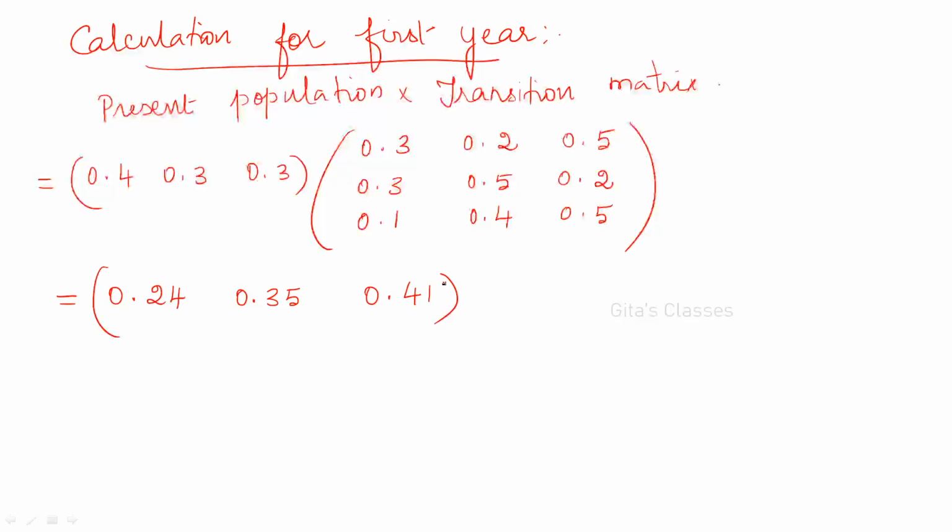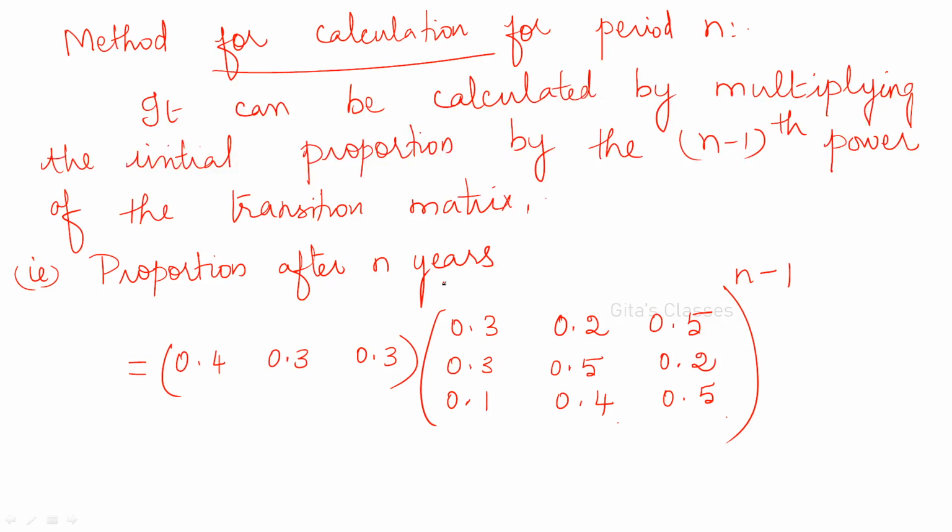Find the proportion in the long run. Actually, we have a formula also. The method for calculation for period n is that it can be calculated by multiplying the initial proportion by the n minus 1th power of the transition matrix. So this is the proportion after n. This is our initial proportion matrix, 0.4, 0.3, 0.3, and this is the transition matrix, so transition matrix power n minus 1. So this is the general formula for finding the proportion after n years. Okay. Hope it will be useful.